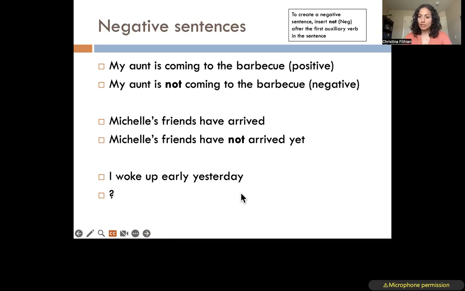So here's a couple other examples. Michelle's friends have arrived. Now, if we want to say the negative version of that, I can say Michelle's friends have not arrived, and I added yet here. Michelle's friends have not arrived yet. So once again, we have auxiliary verb have, and then we just simply place not afterward, and that creates a negative sentence.